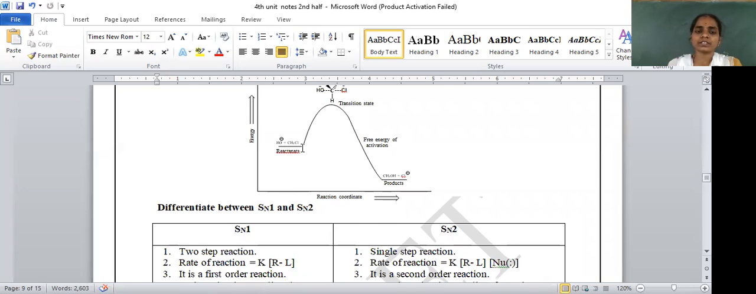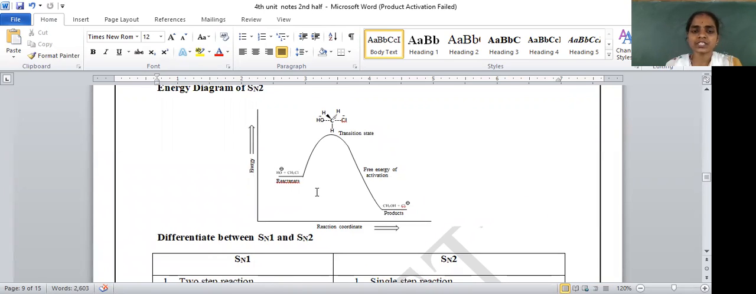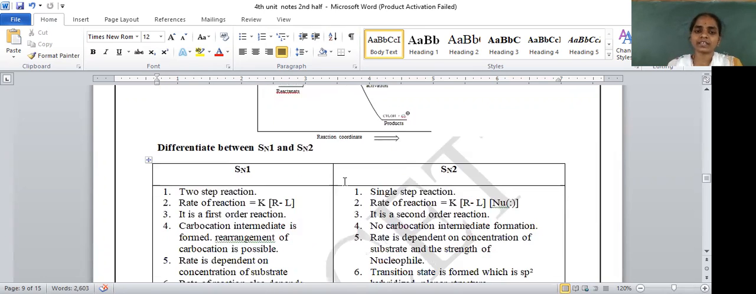So this is the product, and this is the graph of energy versus reaction. The reactants react, first the transition state forms, and then the products form.